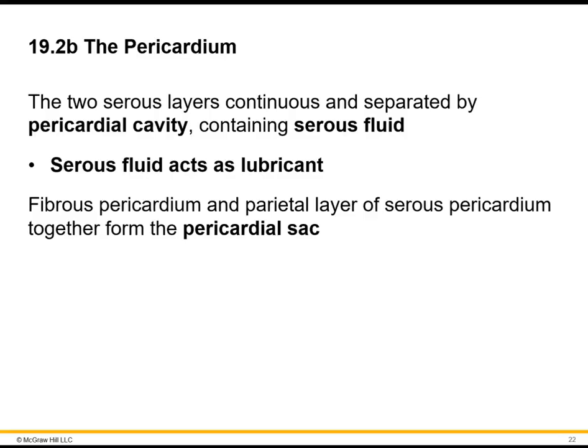And that serous fluid acts as a lubricant. So as the heart beats, the pericardium doesn't rub against the heart and create friction. Now, the fibrous pericardium and the parietal layer of the serous pericardium together form what's called the pericardial sac.